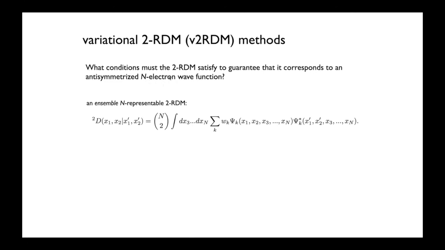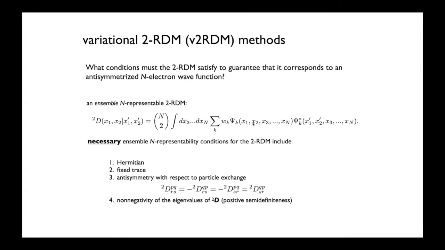So then the question becomes, what conditions must the two RDMs satisfy in order to guarantee that it corresponds to a wave function? Well, the formal definition for an ensemble n-representable 2-RDM is given here. In order for this quantity to be meaningful, I have to be able to obtain it by integrating out all but 2 electrons from an n-electron density matrix. This is a fine definition, but it's completely useless in practice because it requires knowledge of the n-electron wave function. Instead, we try to search for necessary conditions that we can enforce to at least approximately guarantee that this relationship is true.